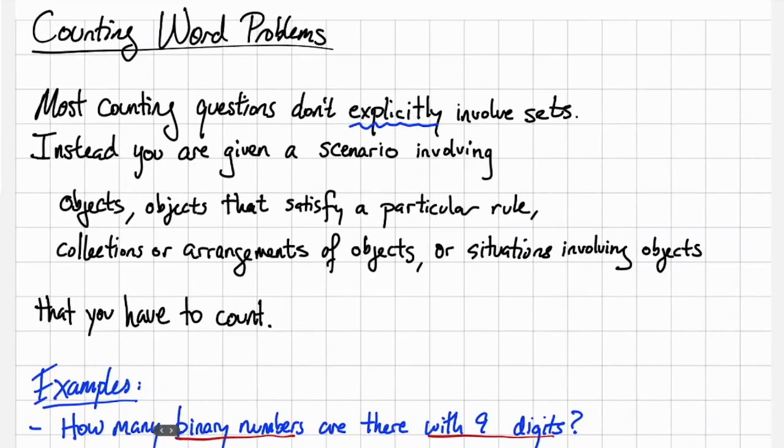Now let's talk about some counting word problems. Most counting questions don't explicitly involve sets like on the previous 2 pages. Instead, you're given some scenario involving either objects or objects that satisfy some rule, or collections or arrangements of objects, or just some situations that involve objects. You're given this in sentence form, and you have to figure out a way to count them.